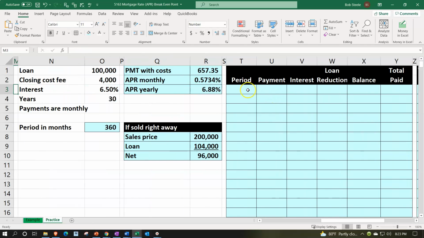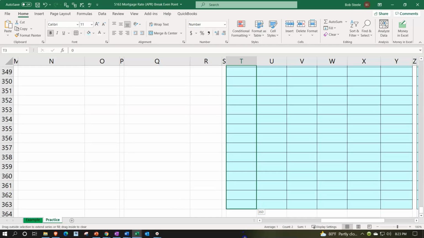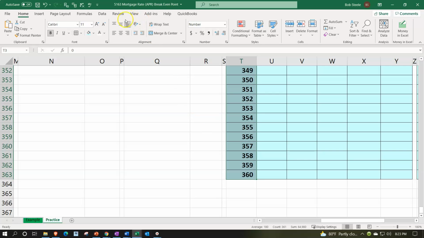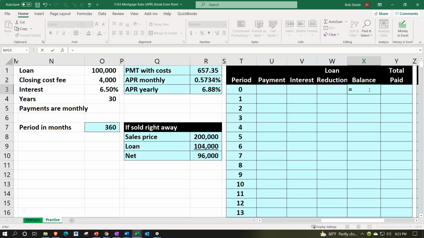So let's do the amortization table again. We're going to say 0, 1, and then I'm going to select these two and copy that all the way down, 360 payments. Going to center that, and let's put the balance first here. The balance is going to be the 100,000 plus the 4,000, or the 104,000. The payment is going to be equal to the 657.35. I'm going to select F4 on the keyboard, making it absolute, with a dollar sign before the R and 1.